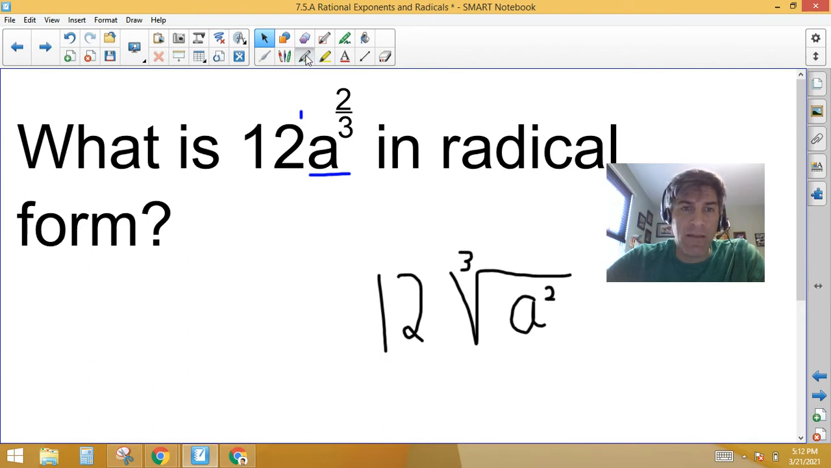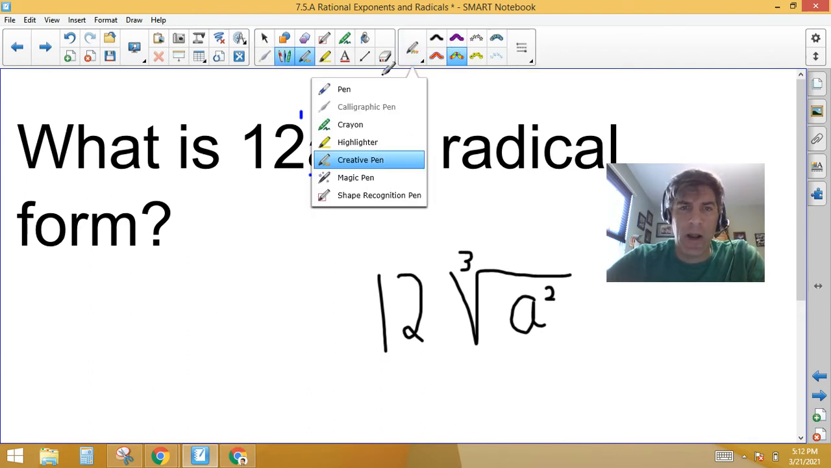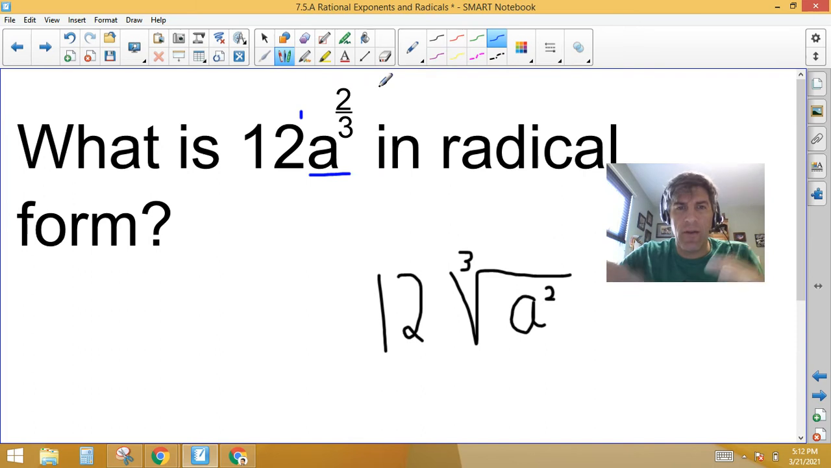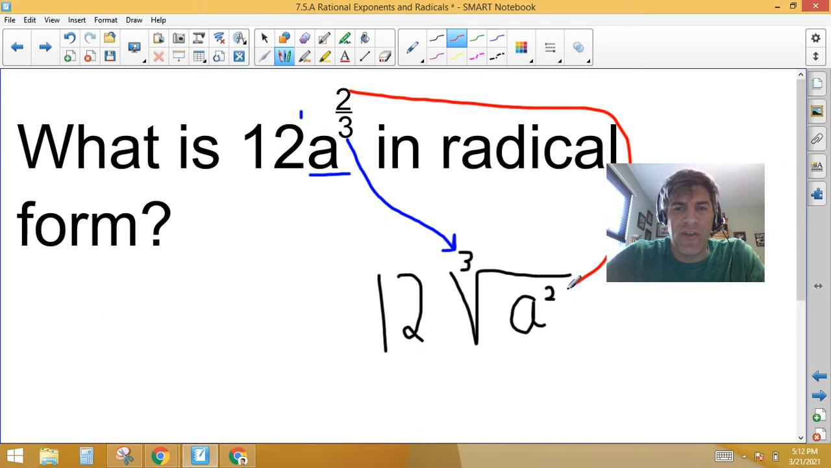And again, don't just rush through this and say, I don't get it. I don't understand it. Let's take a pause. I know this video might be a little bit lengthier because there's a lot of information. The denominator of my fractional exponent is my root. My numerator is just the exponent next to it.